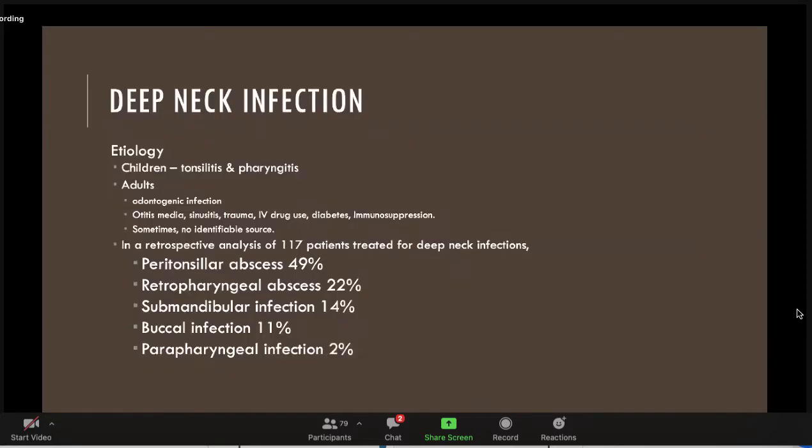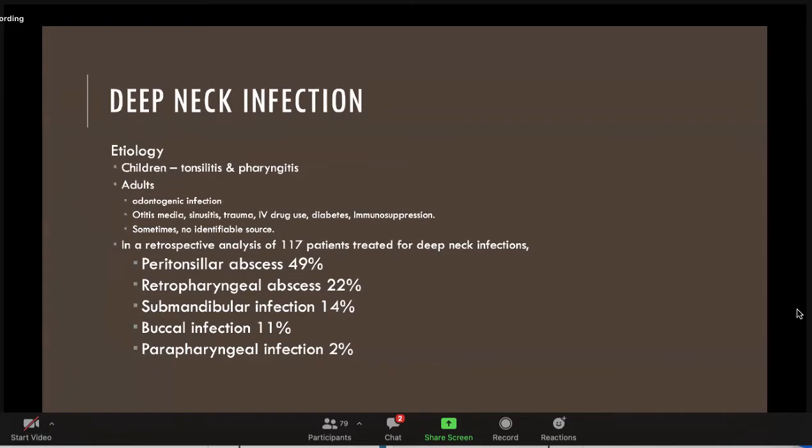Deep neck infections most commonly seen in pediatric populations are either secondary to tonsillitis or pharyngitis. In adult populations, they are usually related to odontogenic infections. Other causes include otitis media, sinusitis, trauma, IV drug use, diabetes, or immunosuppression. Sometimes there can be no identifiable source, and in this case, they are idiopathic.